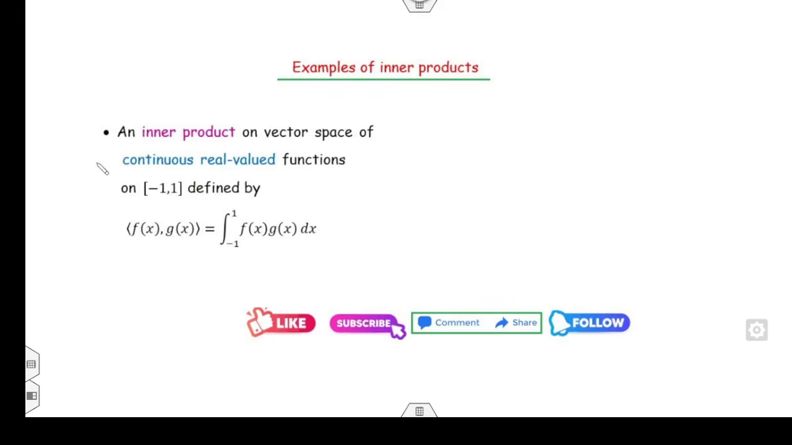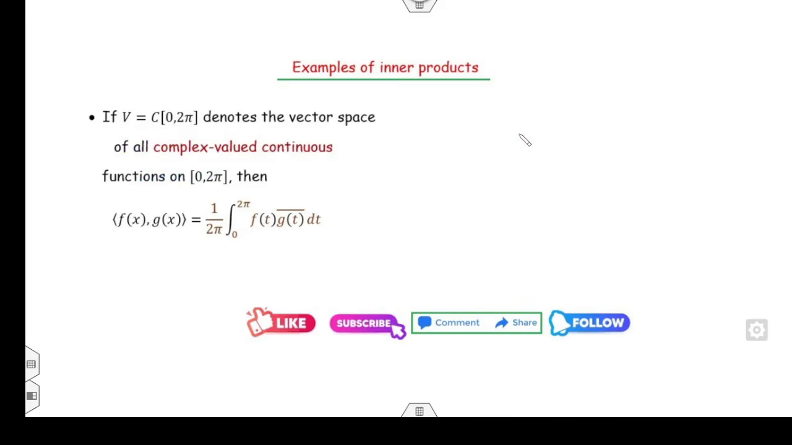If you define continuous real valued functions, then the inner product defined from -1 to +1 is again an inner product space. If you define from 0 to infinity, fine, over the set of polynomials, then e raised to the power minus x, p(x) q(x) is also an inner product space. Fine, it is an inner product. Clear? मैं इस सबके proof आपको very soon next video में provide जरूर करूंगा.